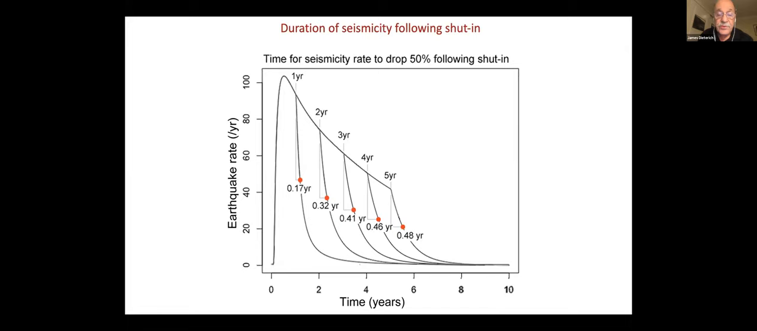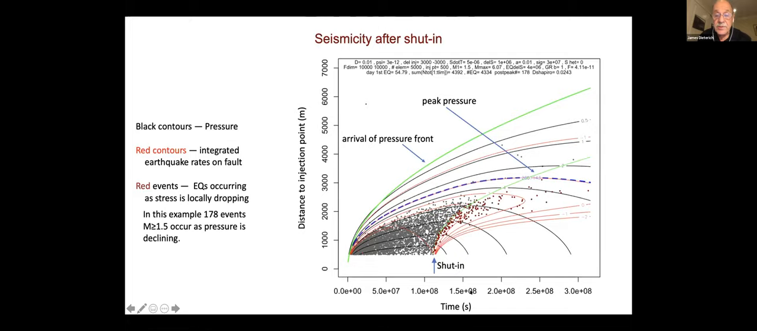So here's another example for shut-in. And I'm showing this for a specific reason. Here's where injection starts. This is the pressure front arrival. And then this lighter green curve is where the peak pressure rates are reached. And after that, the pressurization rates decline. Now with simple failure models, such as the Coulomb failure model, seismicity would shut off instantaneously at this point.